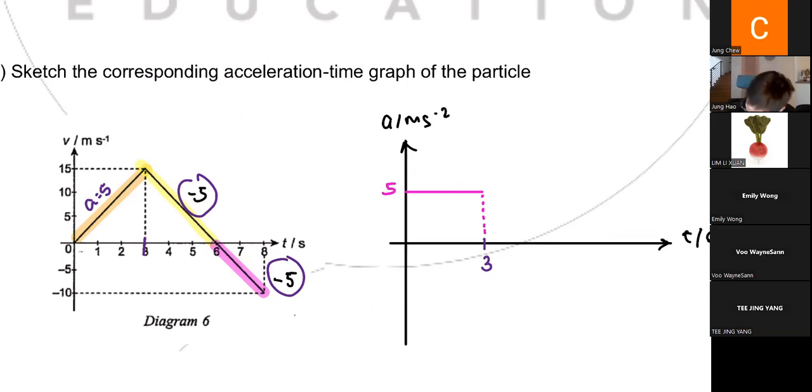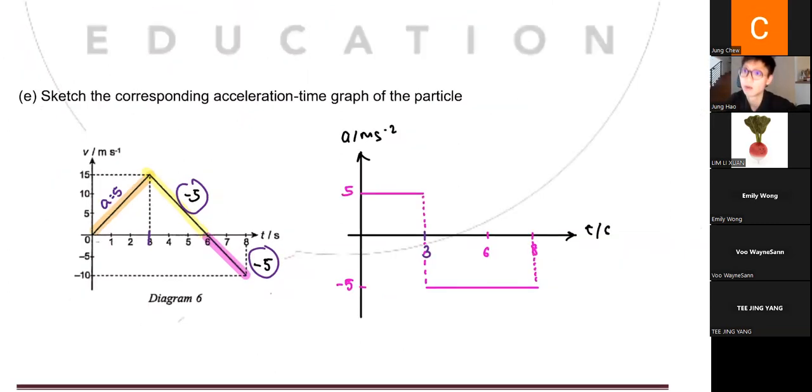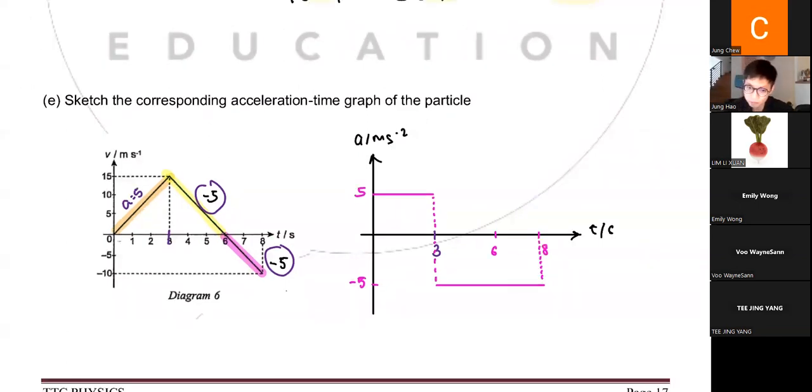And then after that, from 3 to 6 to 8, the deceleration is the same, -5. So therefore, there's a 5 and there is a -5 here. Okay, you understand, right? So 3 to 8 is the same answer because you see, from 3 to 8 is a straight line. Okay, so this one, no problem.